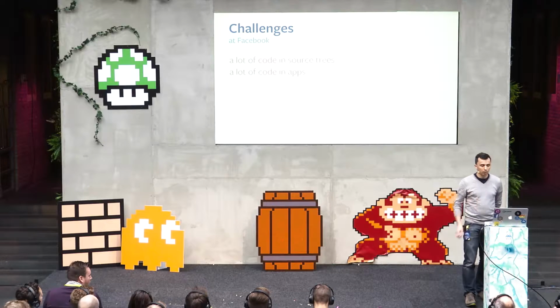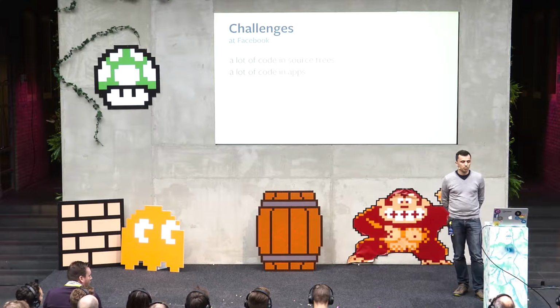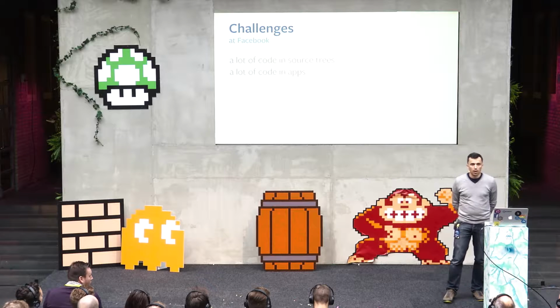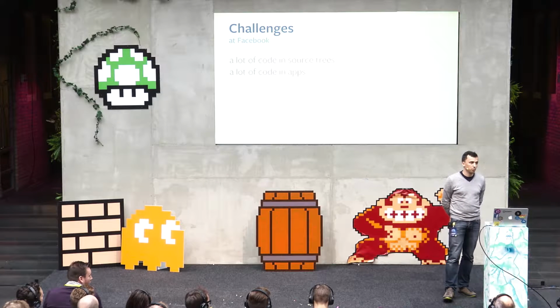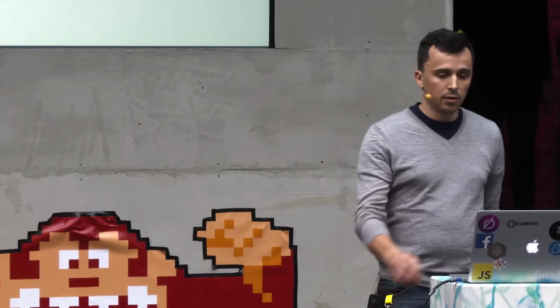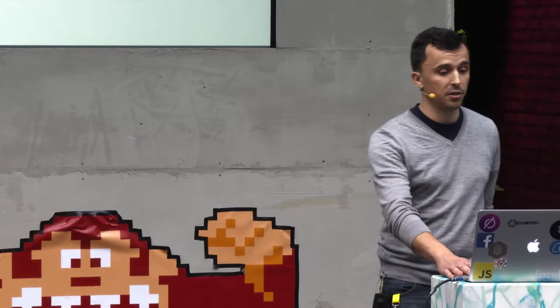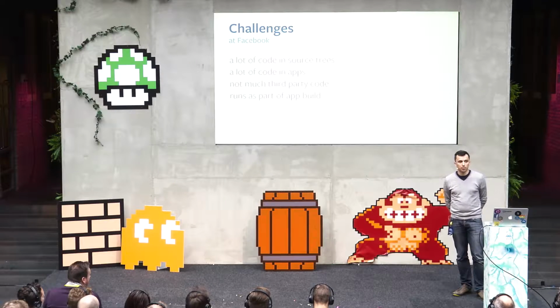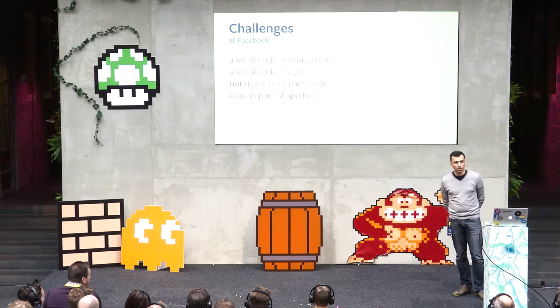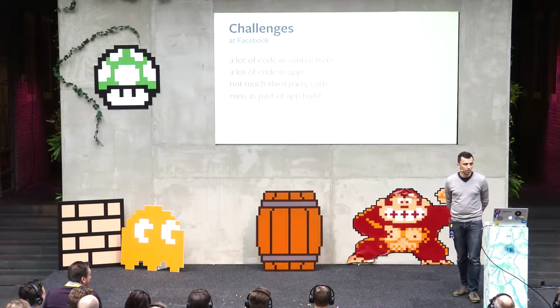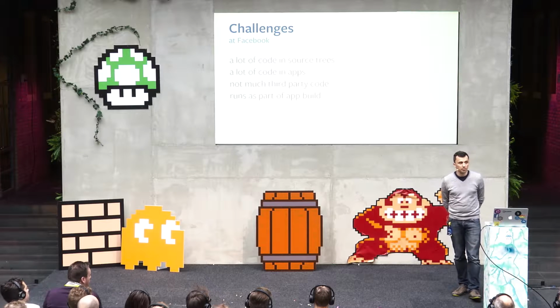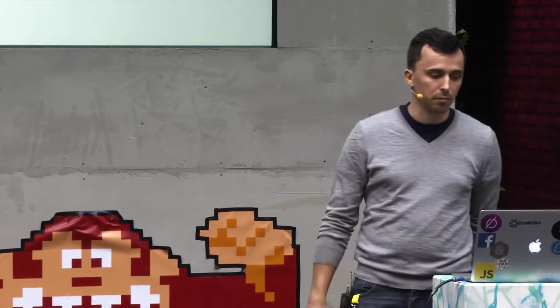We also have a lot of code in applications. So building a bundle for our applications involves transforming thousands of files, and we don't have much third-party code that lives in node modules that would be pre-transformed. So we pretty much have to transform all of them. And Packager also runs as part of an existing build tool chain, which means there's a lot of CPU contention going on, and we still have to be as efficient as we can be when other parts of the build chain are actually using CPU.